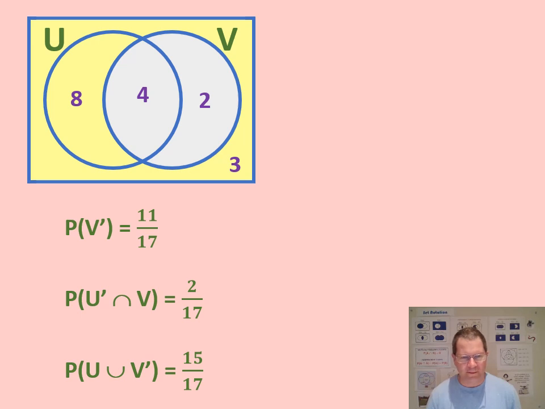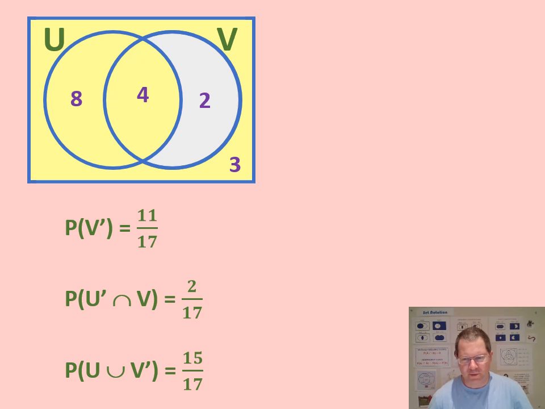So for the first 3, the probability of not V is 11 over 17. If you look at the Venn diagram, I've coloured it in. Okay, so the total of all the numbers, 8, 4, 2 and 3 is 17, but the numbers we want are the ones I've shaded in yellow, the 8 and the 3 that aren't in V. For the probability of not U intersection V, we still want the 17 in total, but we want one region of our Venn diagram. It's the region that's not in U but is in V, and again I've coloured it in yellow, it's the 2, so it's 2/17.